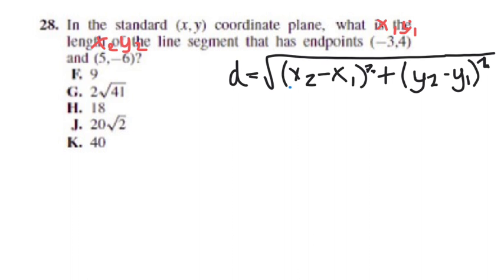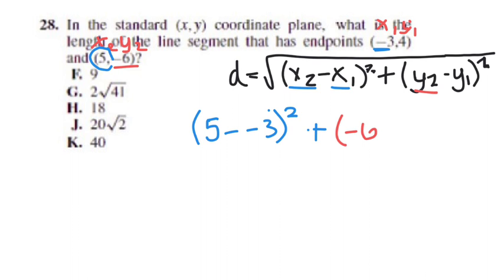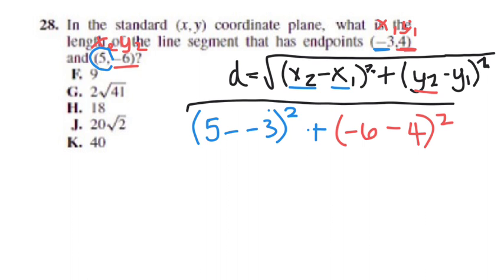So for your x's, we have x2 minus x1. x2 I labeled as 5, minus x1, which is -3. That's in the first set of parentheses, plus y2, which is -6, minus y1, which I labeled as 4. And of course, that's all in the square root house.